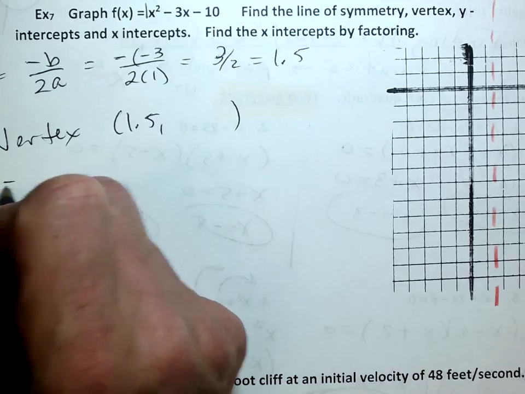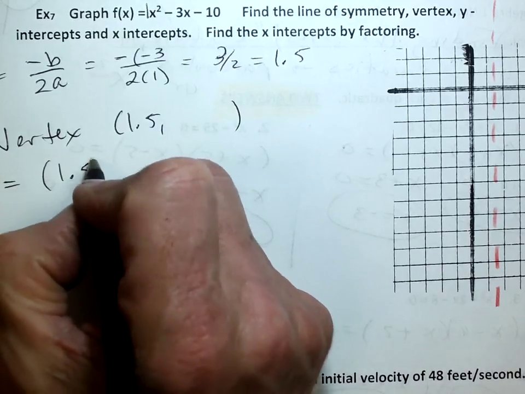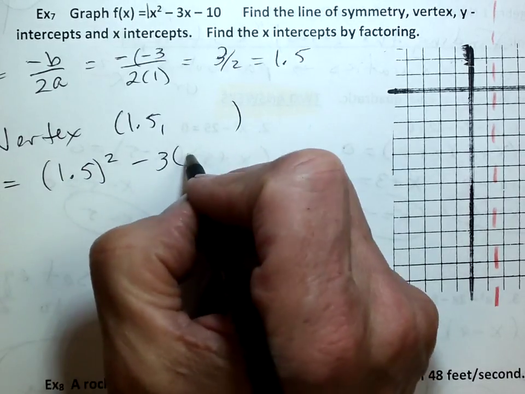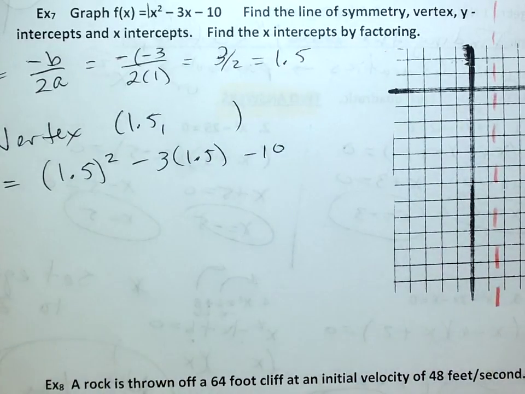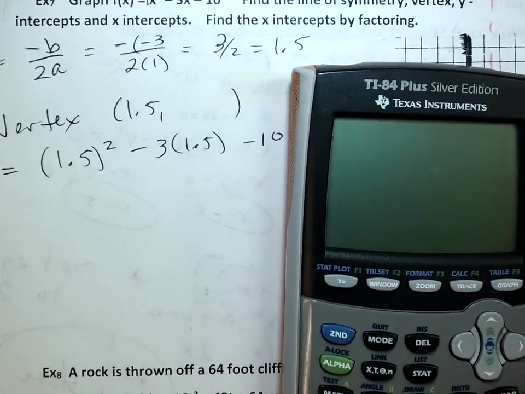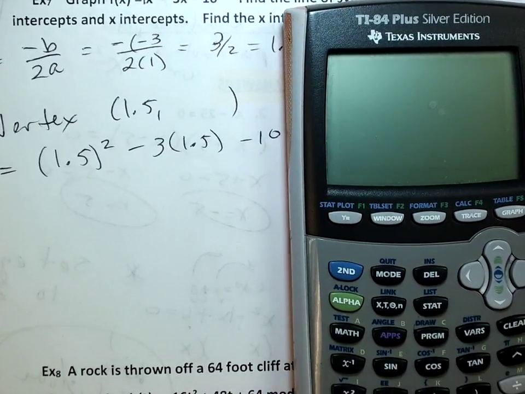I'm going to go y equals 1.5 squared minus 3 times 1.5 minus 10. And I'm going to use my calculator, right? Use the calculator to plug it in. So can you see my calculator? Sure. So I'm going to go, all right, clear. I'm going to go parentheses 1.5.